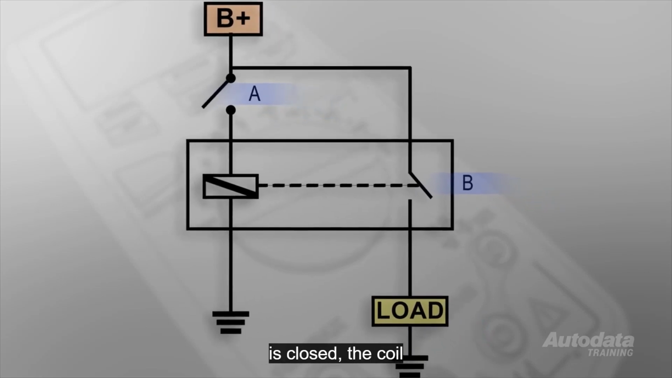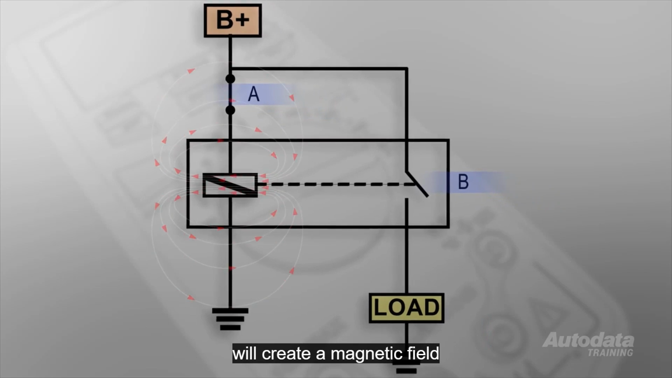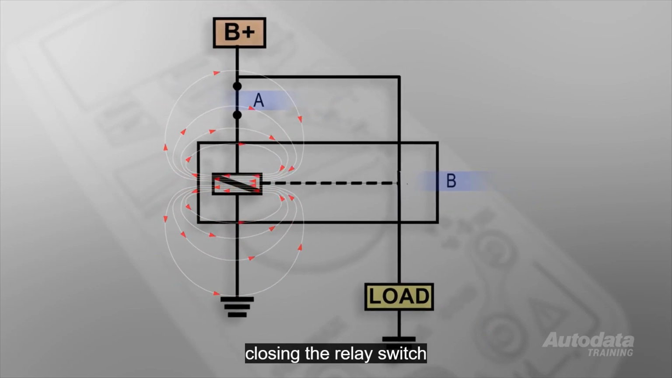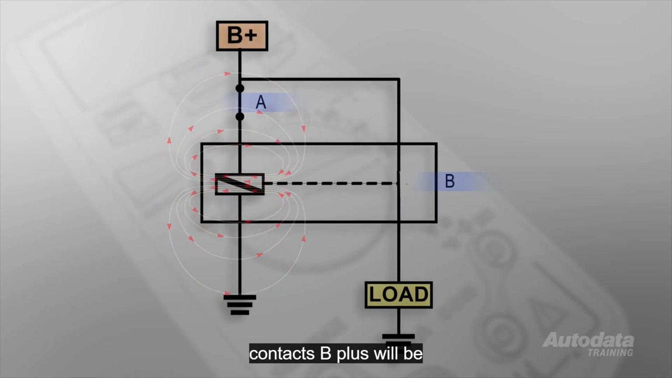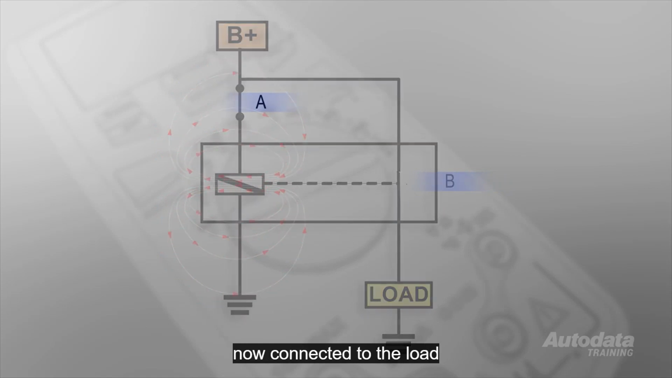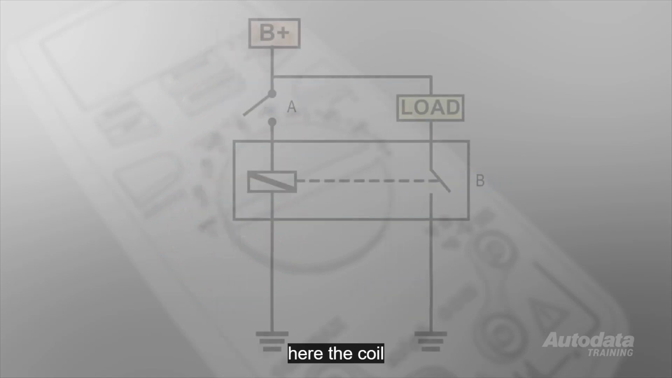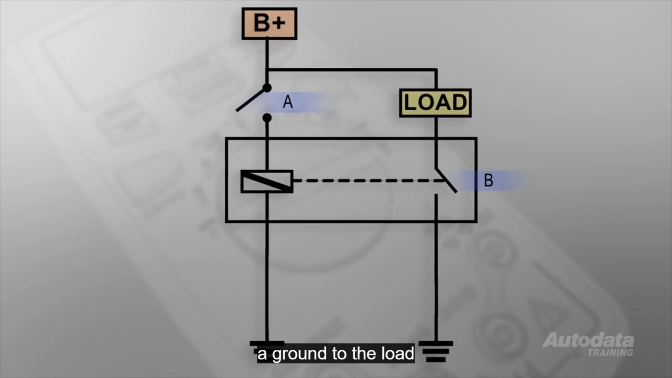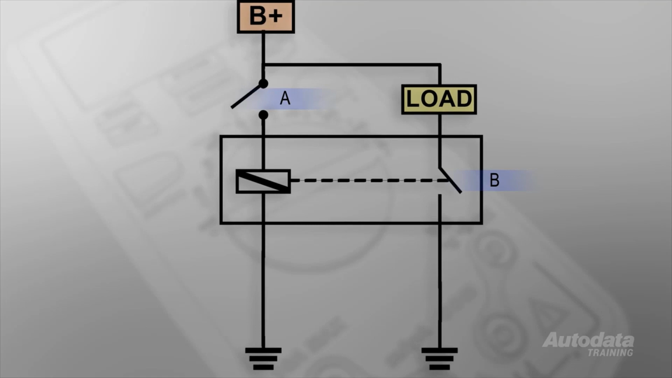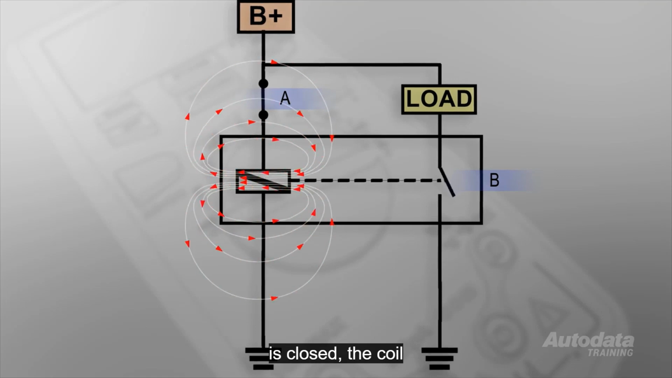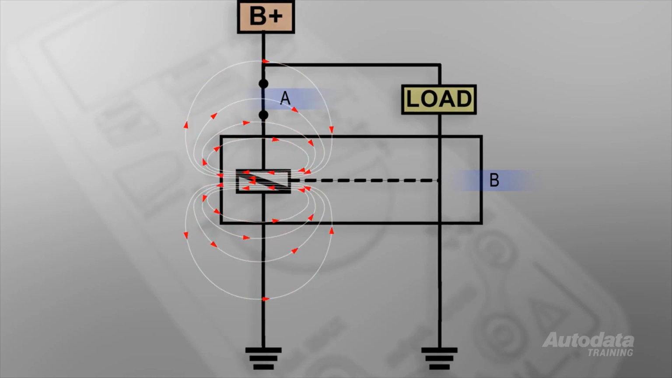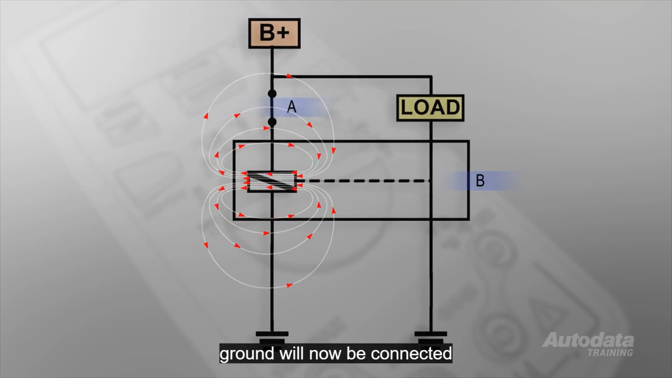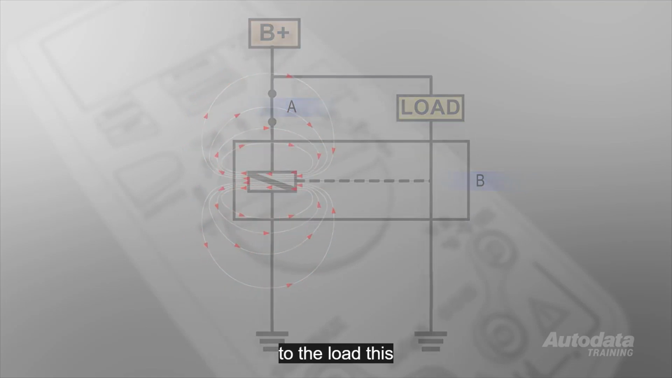When switch A is closed, the coil will create a magnetic field that will attract the armature, closing the relay switch contacts. B+ will be now connected to the load. Here the coil is connected the same way, but the relay contacts now supply a ground to the load. When the switch is closed, the coil will create a magnetic field that will attract the armature, closing the relay contacts. Ground will now be connected to the load.